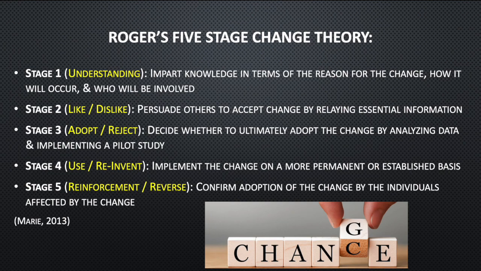Stage three occurs when they either adopt or reject. So you decide whether to ultimately adopt the change by analyzing the data and implementing a pilot study. For stage four, you use and reinvent. So you implement the change on a more permanent or established basis. Stage five occurs when you're reinforcing and reversing. So afterwards, you want to confirm adoption of the change by the individuals affected by the change.